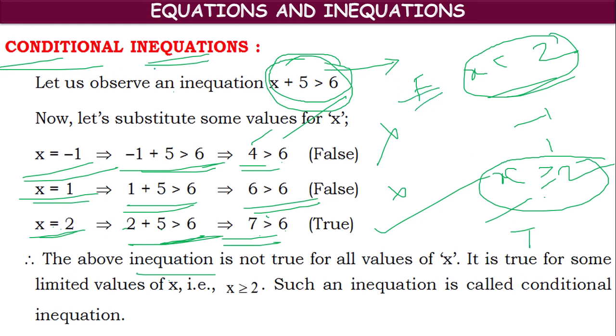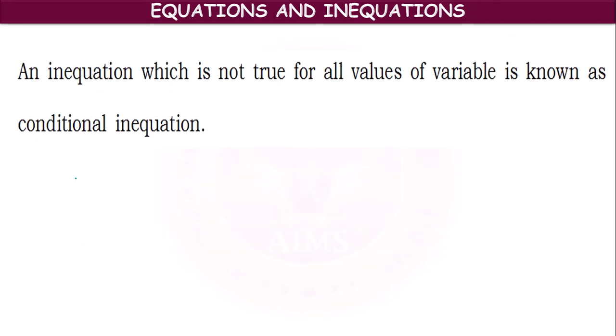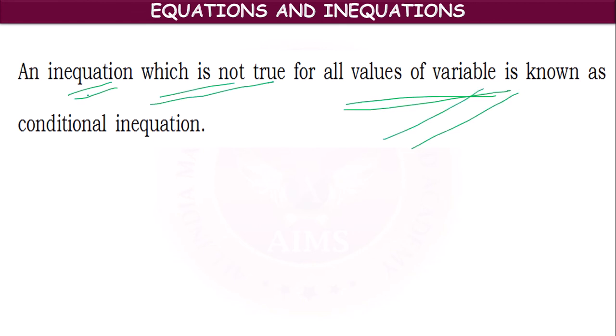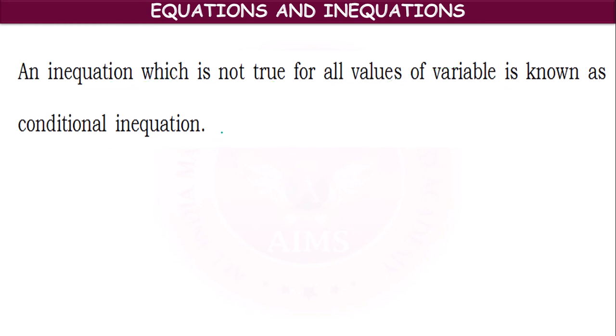This type of inequations are called conditional inequations. Means they may be true for some values, they may not be true for some other values. They are called conditional inequations. Means which is not true for all values of variables, means which is not absolute, is called conditional inequation.